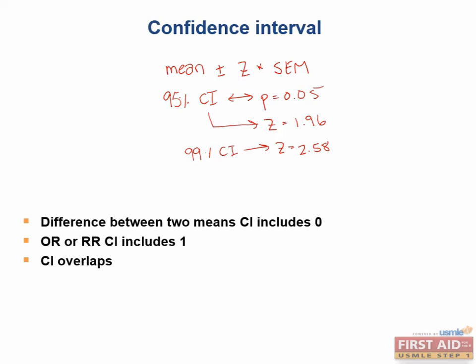If the 95% confidence interval for a mean difference between two variables includes 0, then there's no significant difference and the null hypothesis should not be rejected. If the 95% confidence interval for the odds ratio or the relative risk includes 1, then the null hypothesis is also not rejected. Finally, if the confidence interval between two groups overlaps, then these groups are not significantly different.